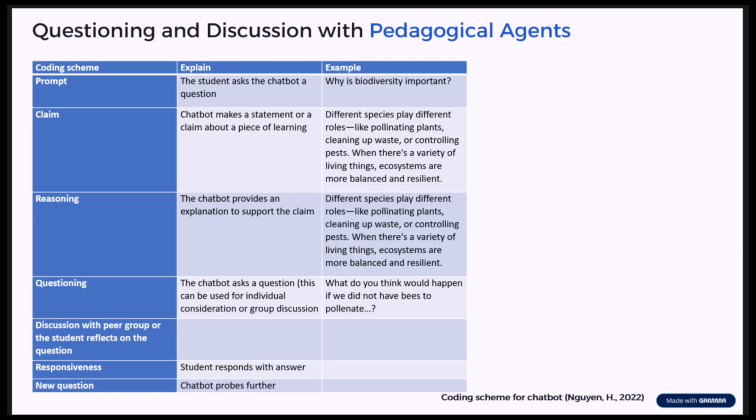This needs to be considered by the teacher, as to which is pedagogically feasible or appropriate. Once the question is asked, there is discussion with the peer group on the question, or the student might reflect on the question and provide an answer. The student responds with an answer, and the chatbot probes further through another question.